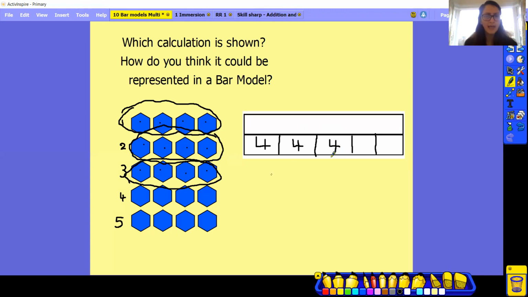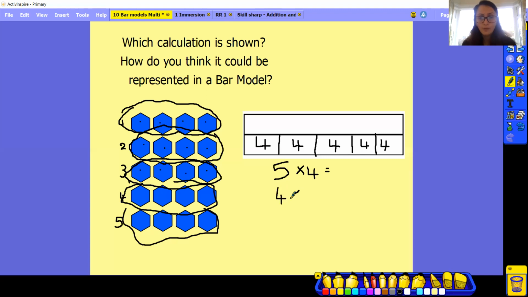Excellent. And if you manage to say that this one's worth 4 and this one's worth 4, so we now know that we have 5 lots of 4. Okay, let's do our 5 lots of 4. You can either do 5 lots of 4 or 4 lots of 5. You can do either one, because remember, multiplication is commutative.